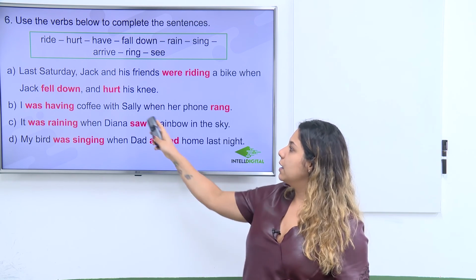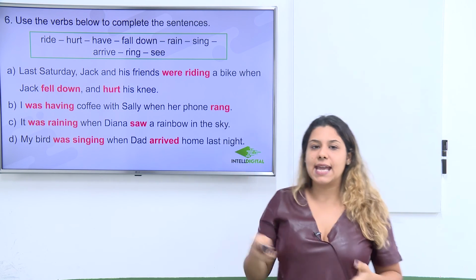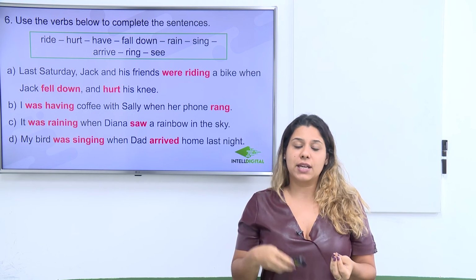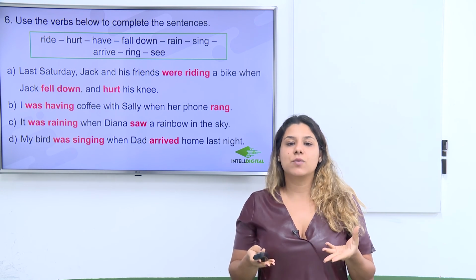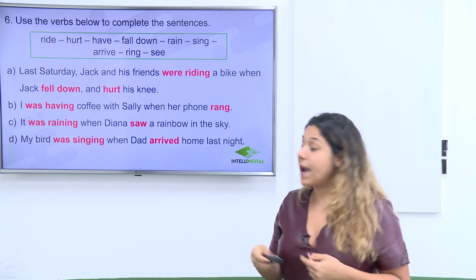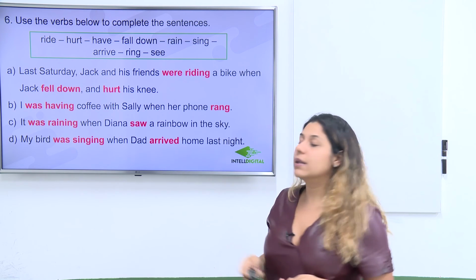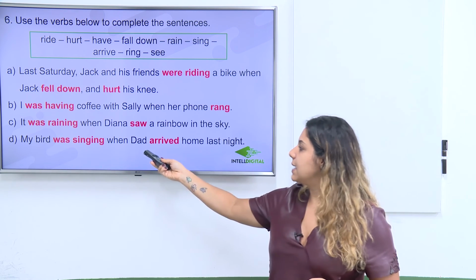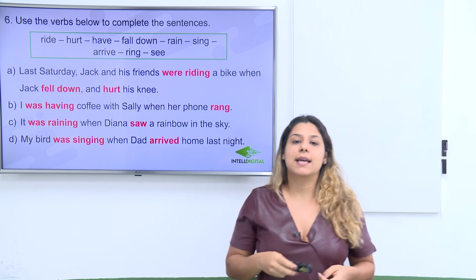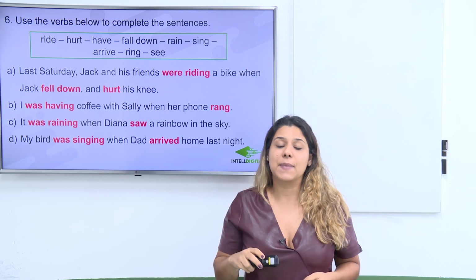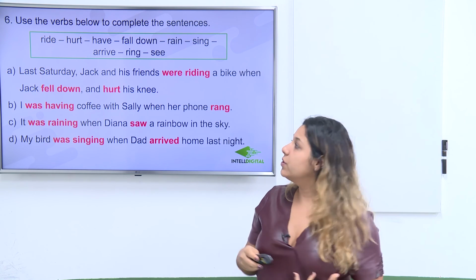Olha aí, o when também dando essa ideia da interrupção, quando algo aconteceu. Então, when também é importante nessa marcação past continuous, simple past. C, it was raining when Diana saw a rainbow in the sky. And letter D, my brother was singing when Dad arrived at home last night. Então, todas essas sequências aí tiveram when para marcar, né, para mostrar que o when, ele é muito relevante.